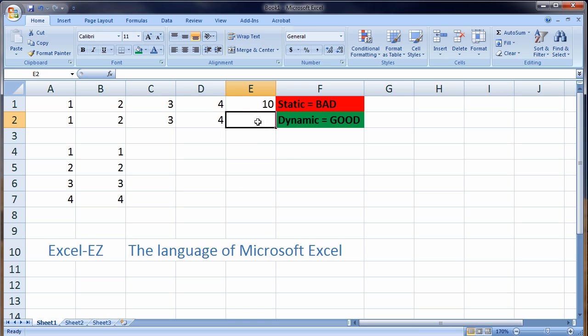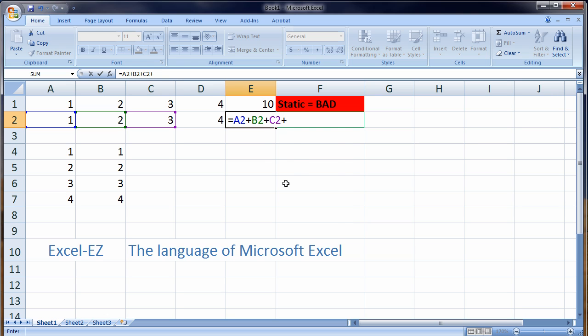Now, 10 is the correct answer, but what makes this really bad is that we've used the actual values, the 1, the 2, the 3, and the 4. What we want to do is make this a dynamic function. So essentially, the key here is I don't care what values are in these cells. I just want to use the cell address, in this case A2, B2, C2, and D2, to create the function. So I'm going to say equals A2 plus B2 plus C2 plus D2.